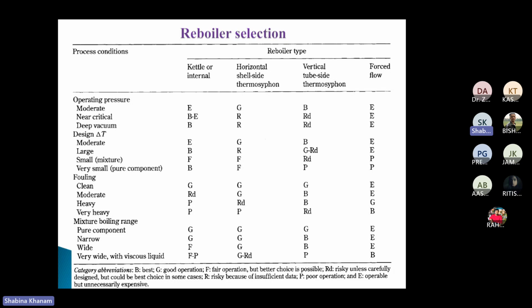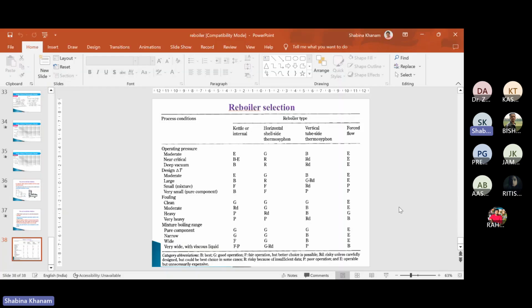So in that case, what we can observe is that vertical thermosiphon reboilers are the most versatile to use. Based on this table, you can have the proper selection of reboiler. And this table is not given in volume 6, Richardson Coulson, it is given in a search book. So in that way we will complete the reboiler topic. And we have already completed shell and tube heat exchanger, the condensers and reboilers.